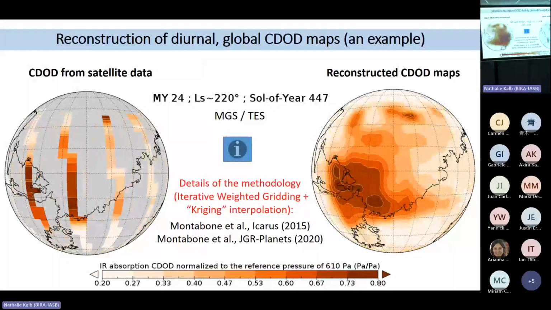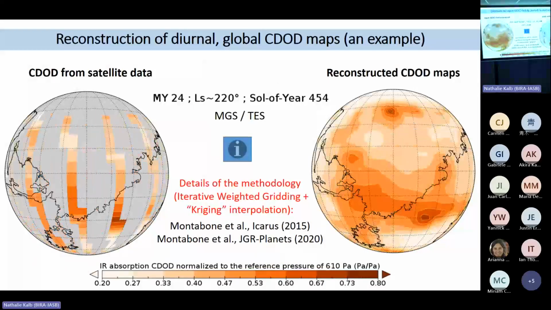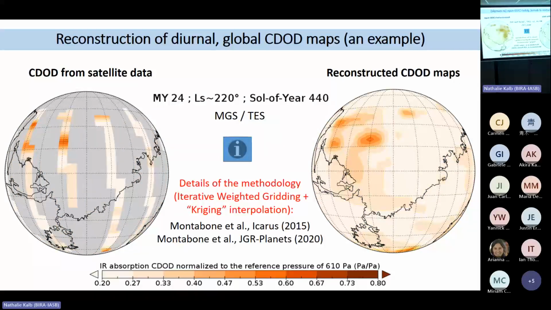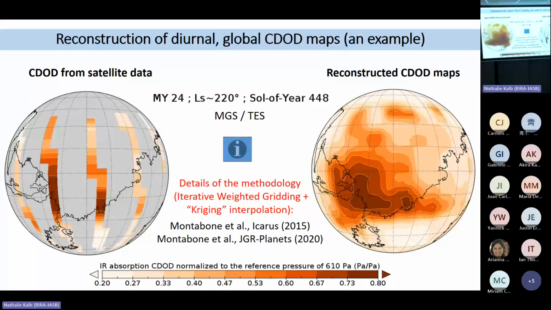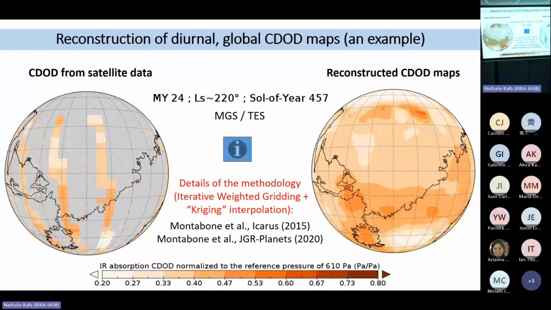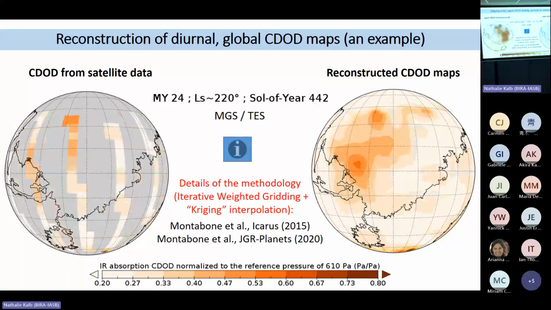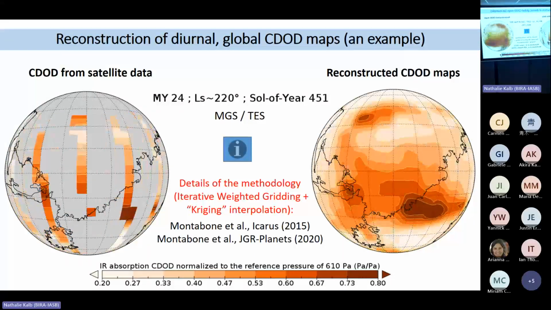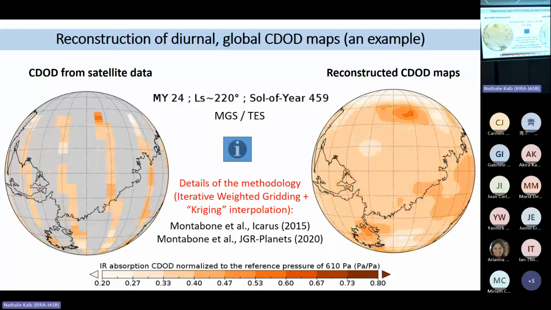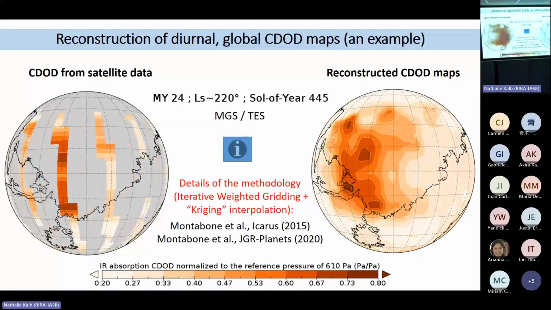This is an example of what we can create by integrating the single observations. This is an example using Mars Global Surveyor TES in Martian year 24. It's a long time ago now. We are in Martian year 37.